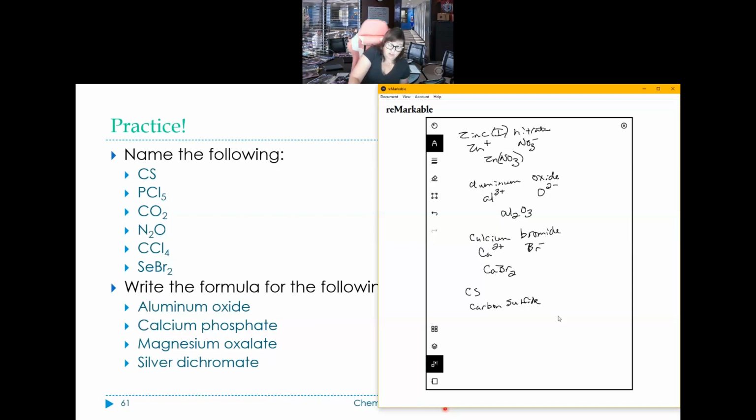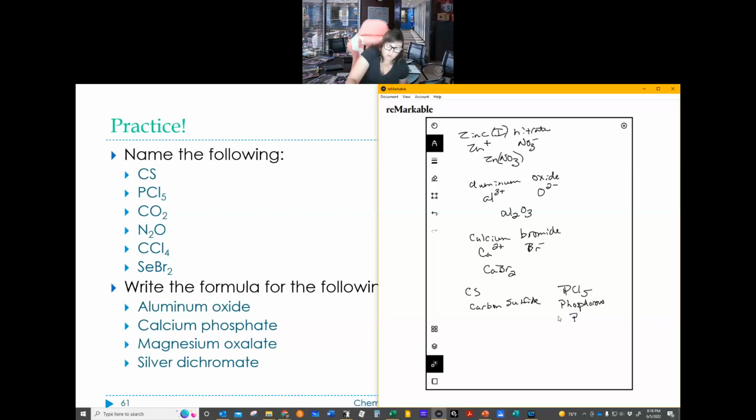Now, PCl5. We're going to start with the same nomenclature here. We name the thing that's written first, phosphorus. And then we have chloride, but I have 5 of them. So that's pentachloride. That's 5, it's the penta. CO2 is carbon. Oxygen is oxide. There are 2 of them, so it's dioxide.